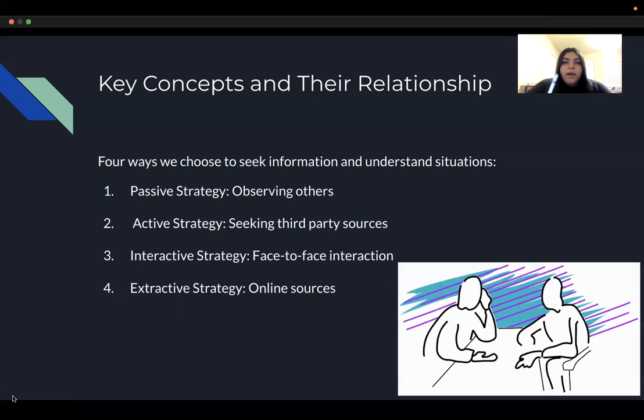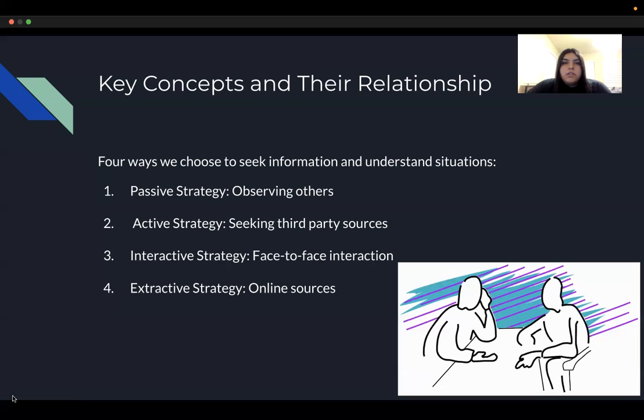The first one being passive. This has to do with a more timid approach, such as observing others from a distance. This helps us view actions of others, see how their body language is working, and it helps us understand the way that they're processing their thoughts just like we are. The second being active. This is reaching out to other people, which I believe is also a timid approach. It helps us understand people through the opinions of others.